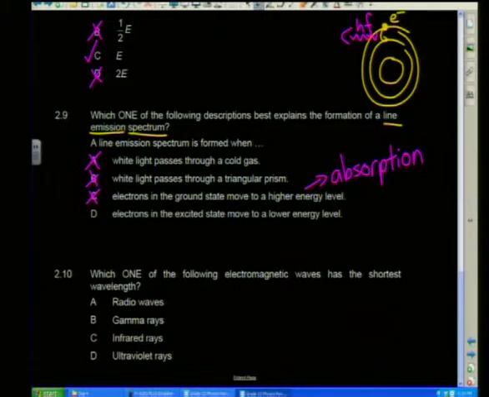Well, let's see if it's right. Electrons in the excited state, aha, that's what I'm looking for. Excited state, there we go, move to a lower energy level. That is when emission takes place. So option D is the winner. So question 2.9, option D is definitely the correct one.